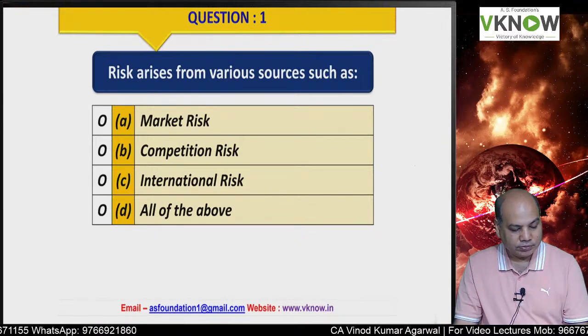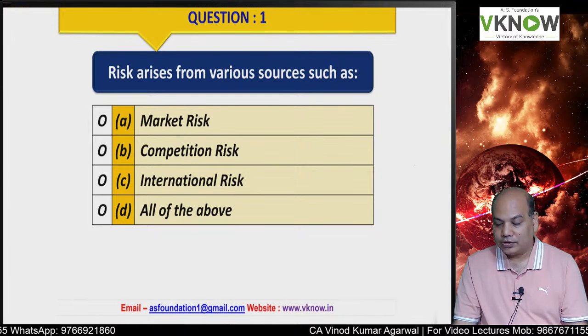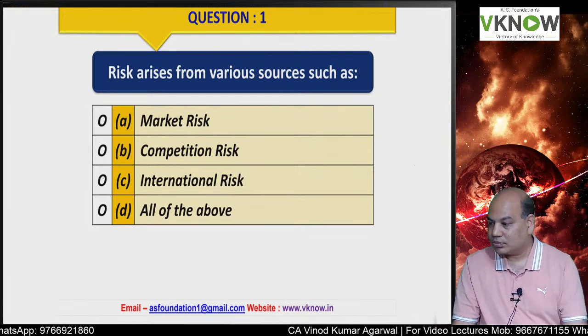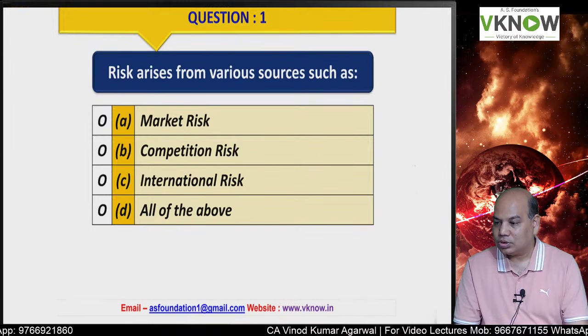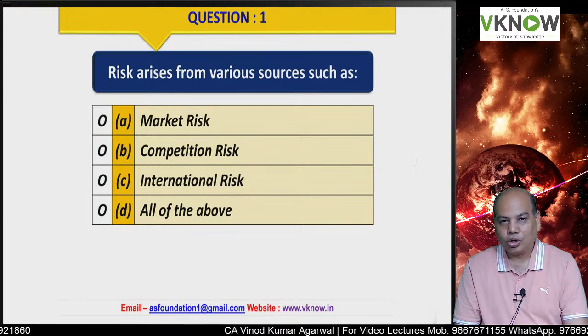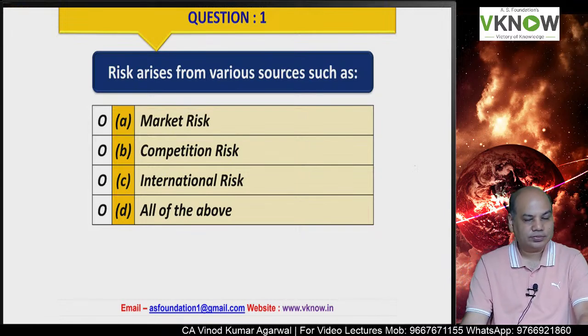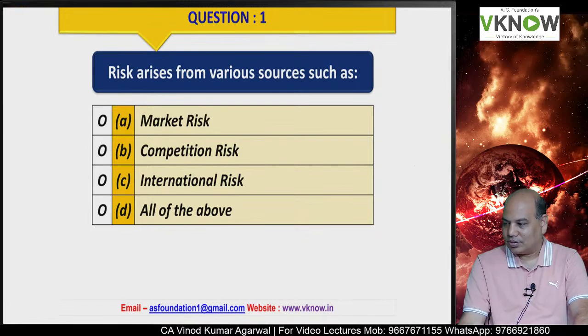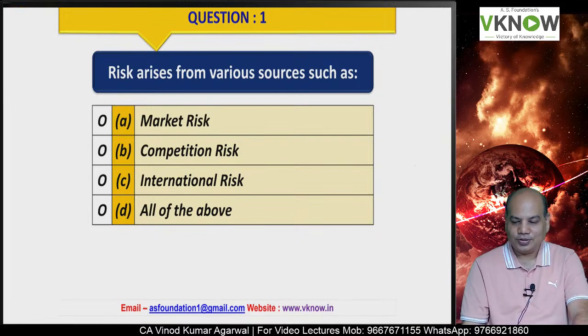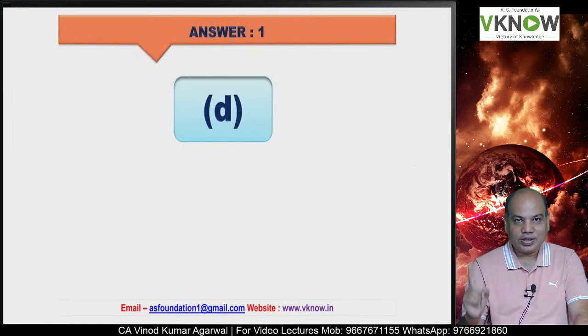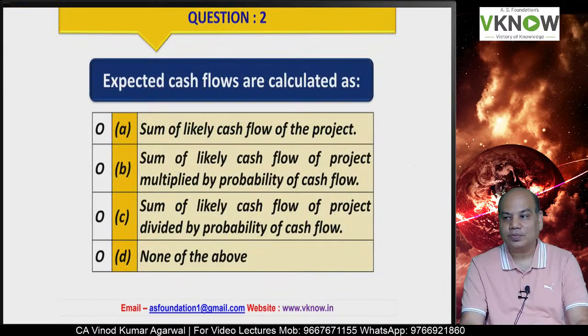Answer first question. Risk arises from various sources: market risk, competition risk, international risk, all of the above. Which option is right? Very good. You have given correct answer D. Option D is right. Try the second question.